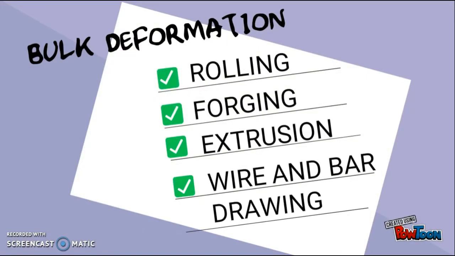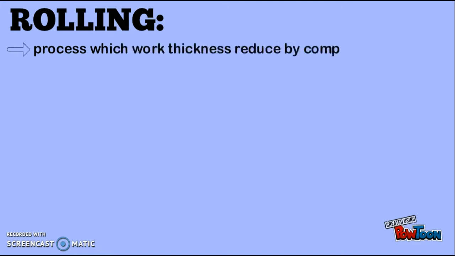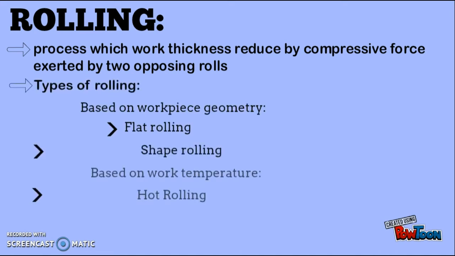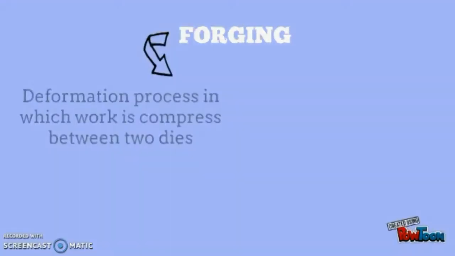Firstly is rolling. Rolling is a deformation process in which work thickness is reduced by compressive force exerted by two opposing rolls. Types of rolling are divided into two, that is workpiece geometry and work temperature. Workpiece geometry consists of flat rolling and shape rolling, and work temperature consists of hot rolling and cold rolling.